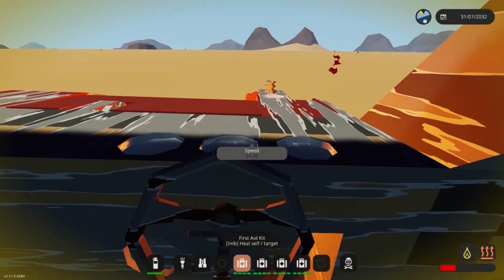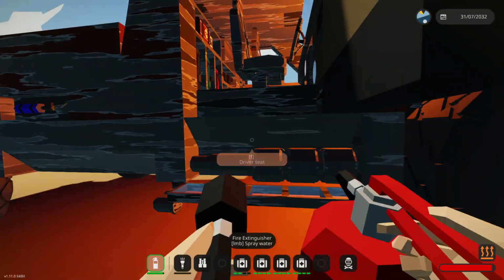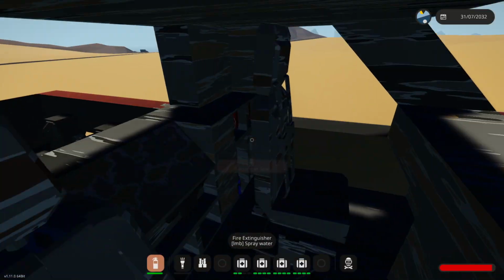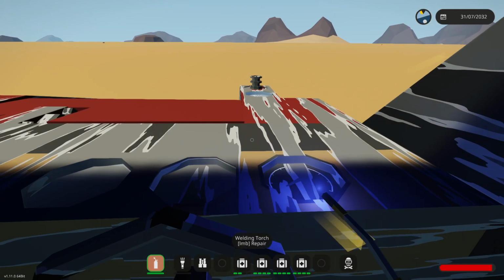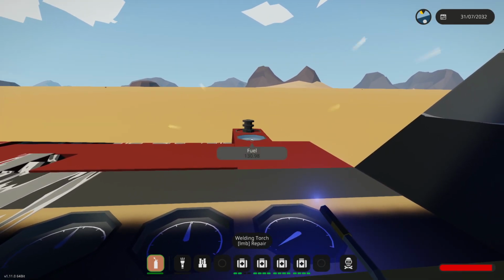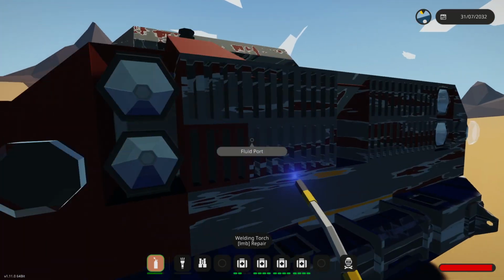I'm almost dead. Holy balls, I almost died. I keep forgetting that I am actually in a situation where if I do die, the series ends. So I need to be careful with that. But anyway, let's go ahead and put the fire extinguisher back. Weld everything up. I'm trying to make sure that I weld up the fuel tank, because it is probably dead, to be fair.